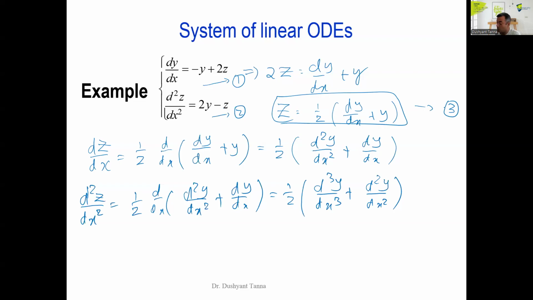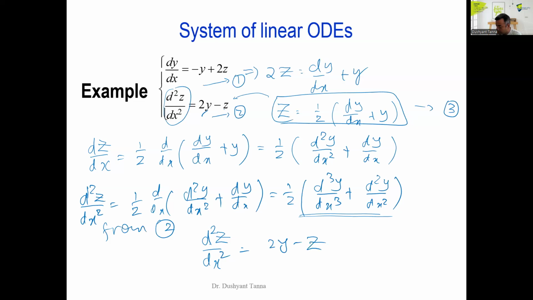Okay, I wanted to have everything in x and y. If I look at equation 2, I have d2z by dx2, which I obtain in x and y. This is in y, z, which I'll replace here. Okay, so from 2, I write equation 2 again. d2z by dx2 is 2y minus z. Now I plug in all the values. Which values will I plug in? I will plug in this, which is x and y. I will plug in my z. So everything will be x and y.